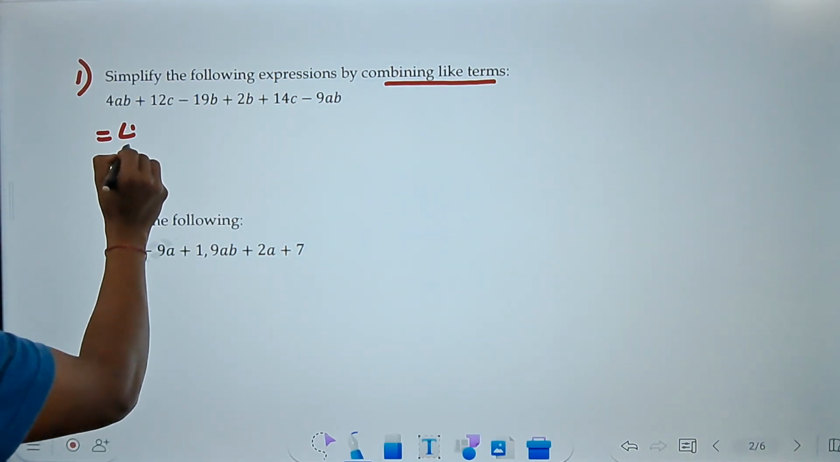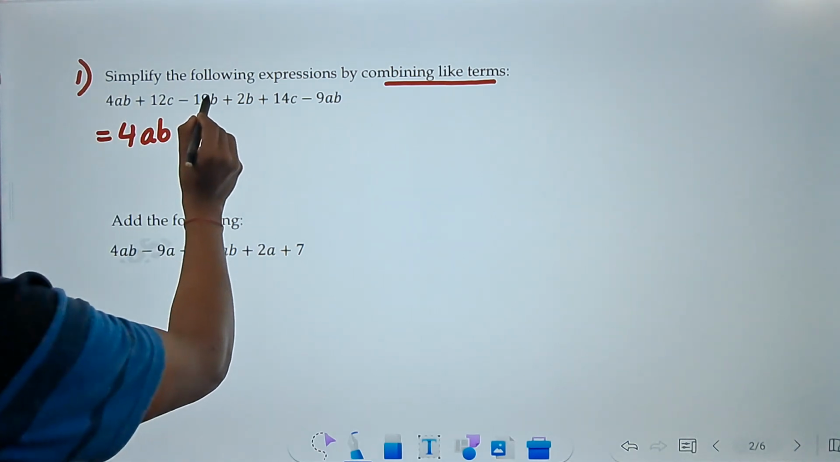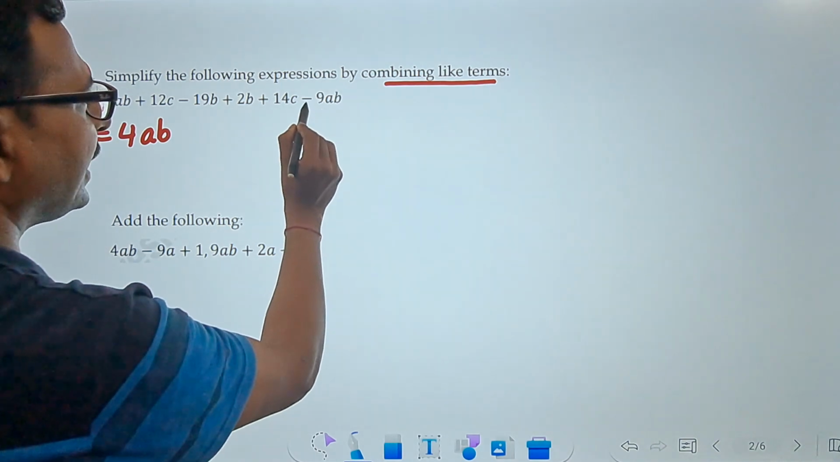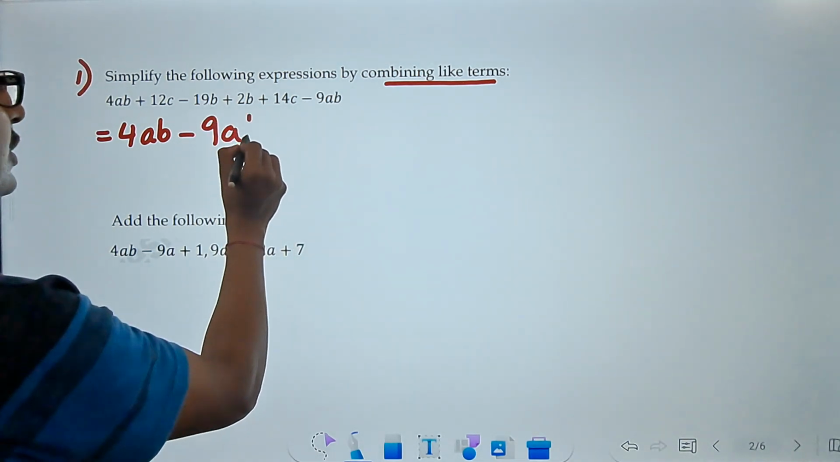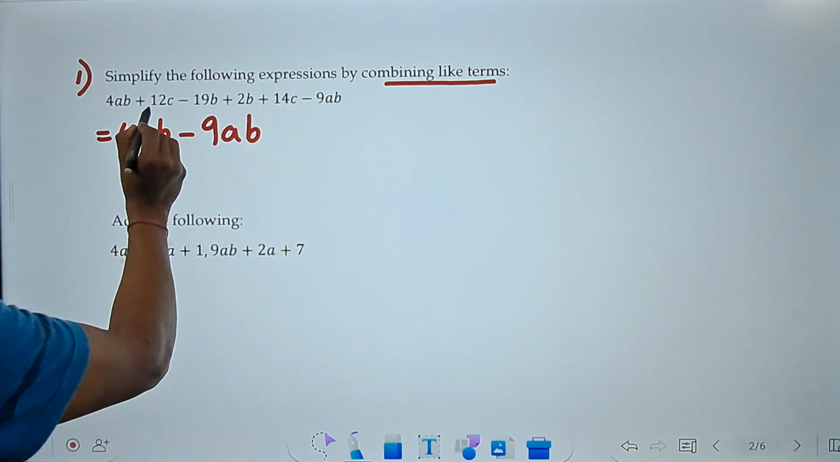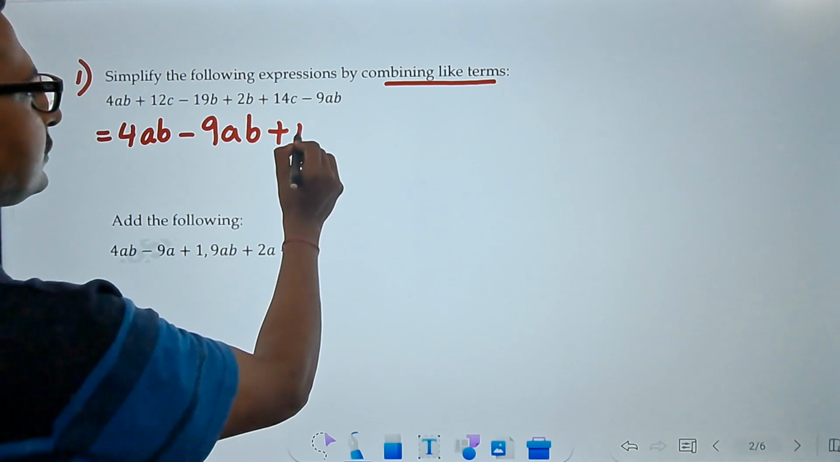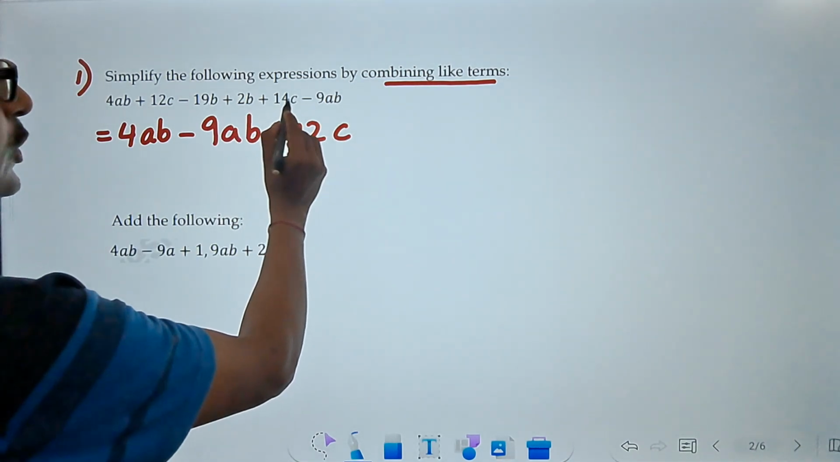So I have a 4ab here. Where is another term which contains ab? The last term here, and that is minus 9ab. So I'll write it as minus 9ab. Remember, the sign of the term, you have to take that along. Plus 12c is here. And where is another term which contains c? Here we have plus 14c.